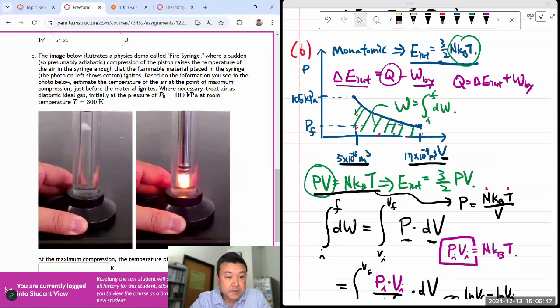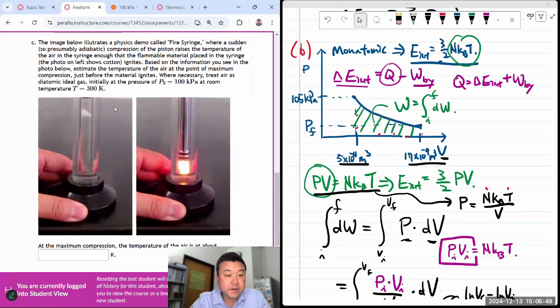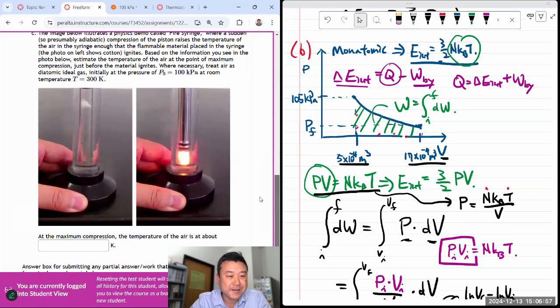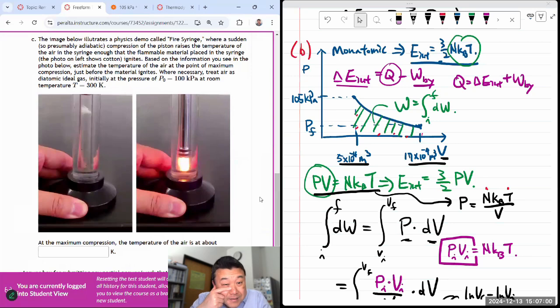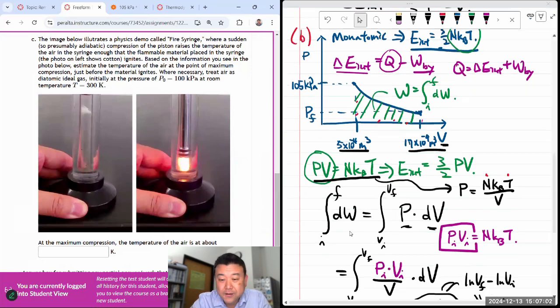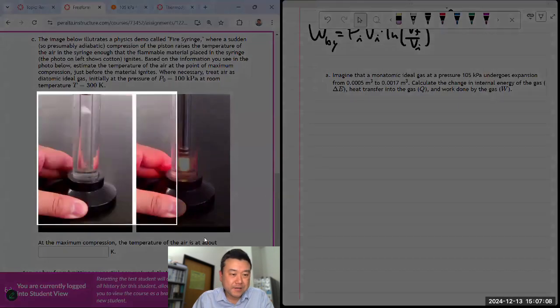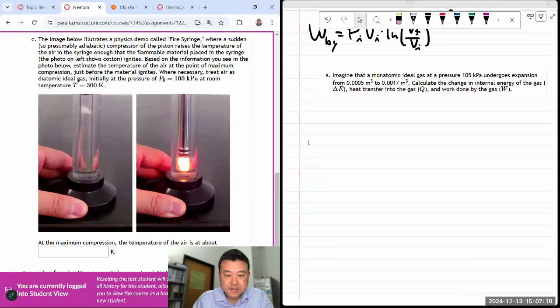Finally, a physics demo called the fire syringe, which I love. Based on the information you see in the photo. How much time do I have? 9 minutes. All right, I guess that's enough. So I've got to know the compression factor. So let's do this. You can just eyeball it. It doesn't have to be very precise.